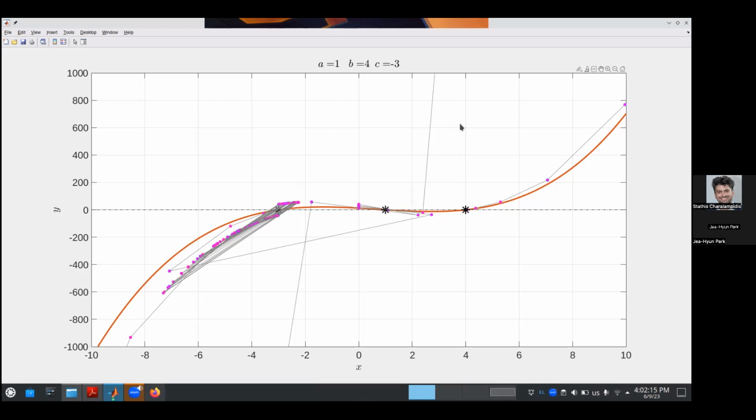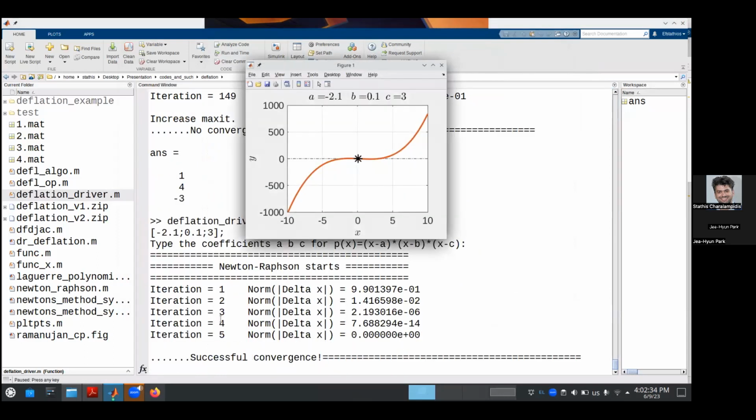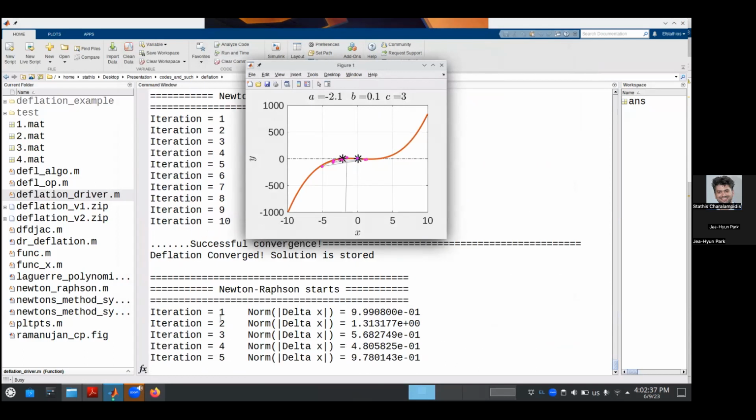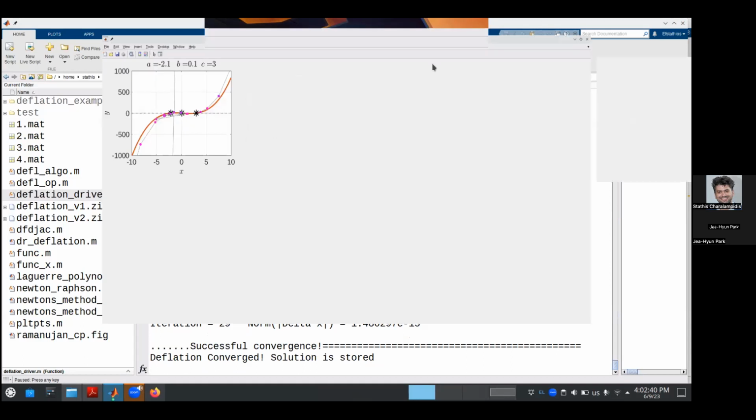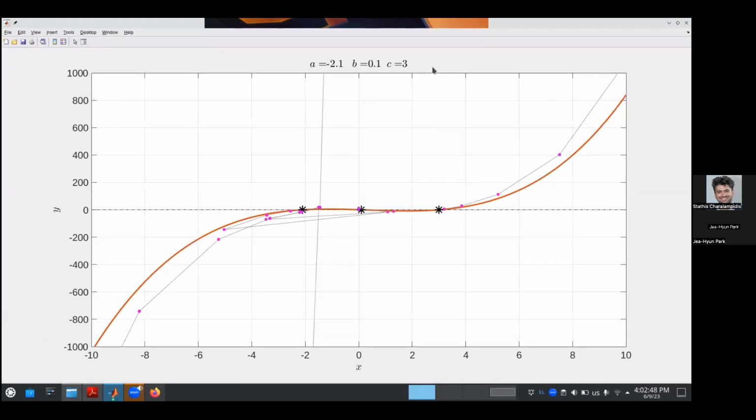But did we use the same coefficients? I can't remember. Maybe I should have it somewhere here. Oh, there it is. Okay, let me do this. Huh, oh, convergence is worse. It took more iterations, 29. Interesting.